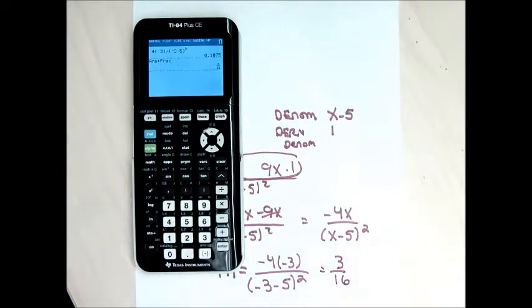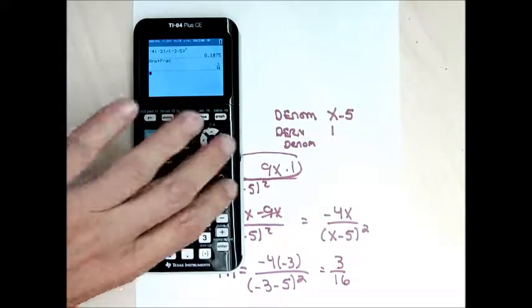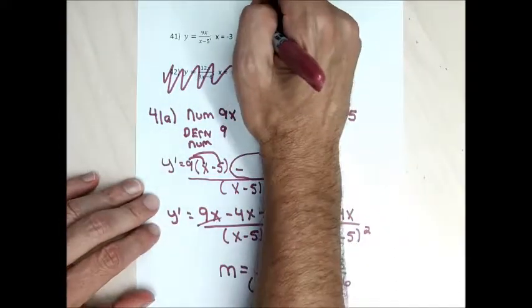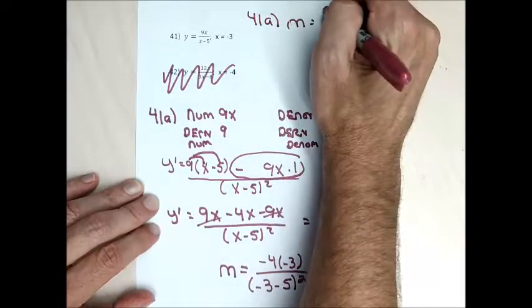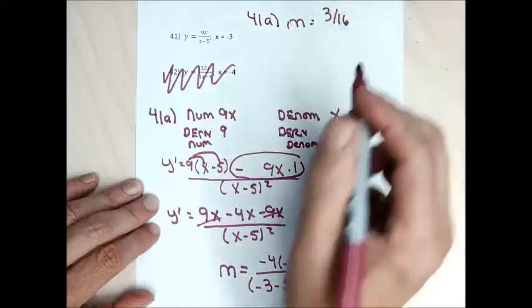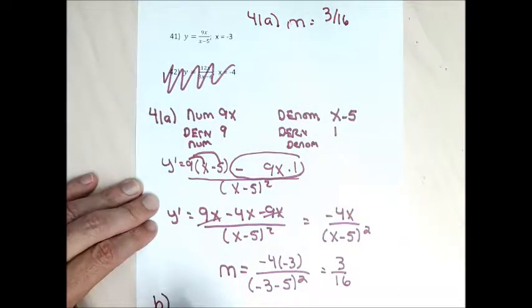Being completely lazy, I don't care if you use your calculator to do the grunge work. I kind of prefer it. So the answer to 41A is going to be m equals 3 over 16. I'll move on to part B. For part B of number 41, I need a point and I need a slope. The slope is 3 over 16. The x-coordinate of the point is given at negative 3. The y-coordinate of the point I need to get by plugging the x into the original function.